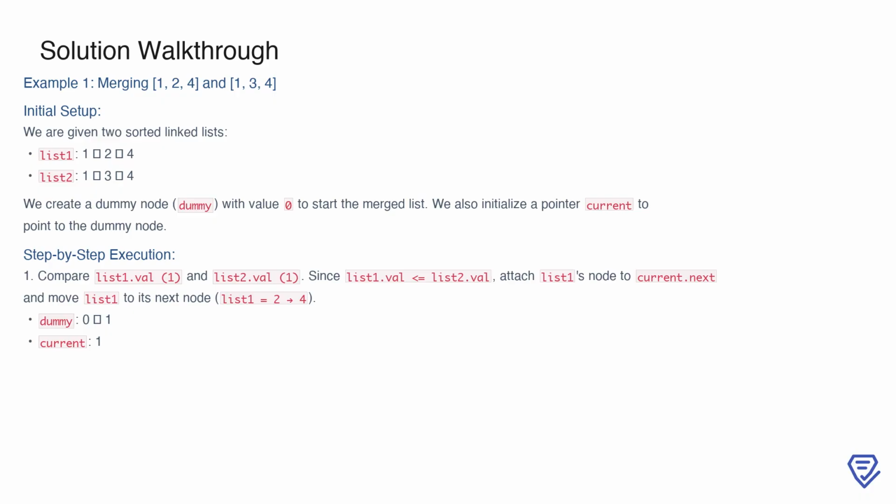The merging begins by comparing the first values of each list. Since the value at the head of list 1 is 1, and the value at the head of list 2 is also 1, we attach the node from list 1 to the merged list by setting current.next to list 1. After this, we advance the list 1 pointer to its next node, which now points to the value 2, and move the current pointer to the newly added node, which has the value 1. This sets up the initial structure of the merged list as 0, 1.